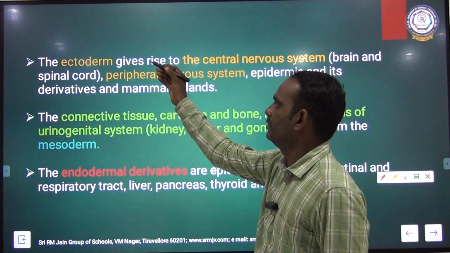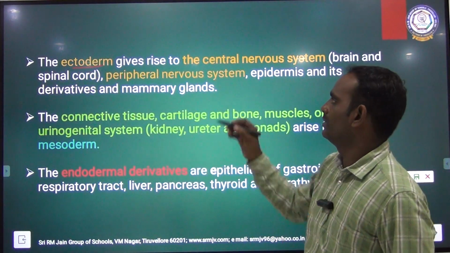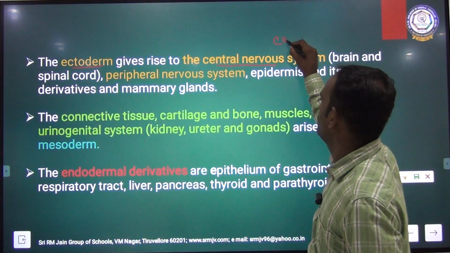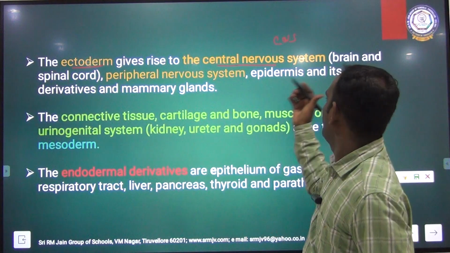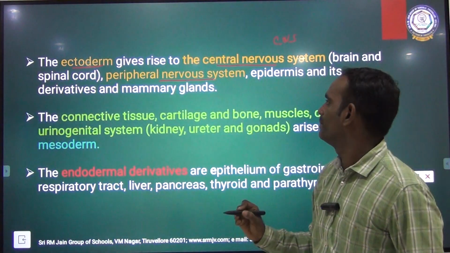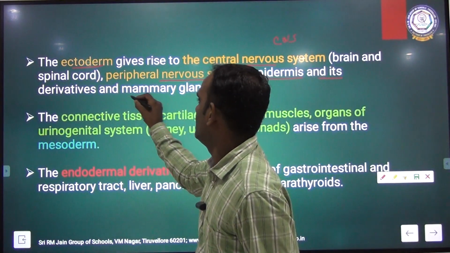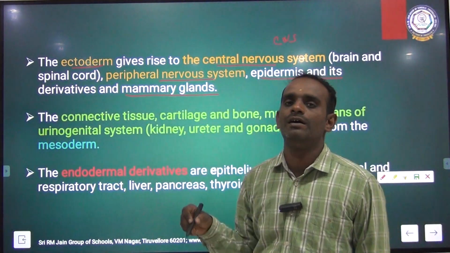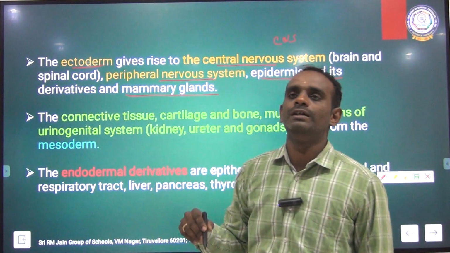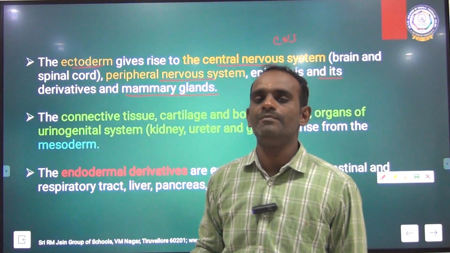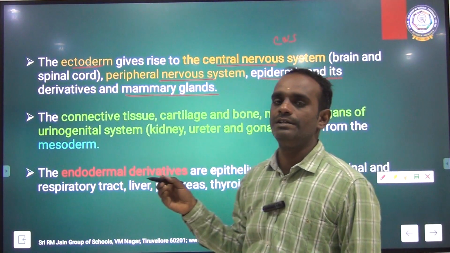The ectoderm is one of the primary germ layers. It gives rise to the central nervous system, that is brain and the spinal cord, as well as the peripheral nervous system, and then epidermis and its derivatives and mammary gland. So, all these are developed by the ectoderm. Ectoderm only gives rise to central nervous system, peripheral nervous system, and then epidermis and its derivatives as well as the mammary gland.